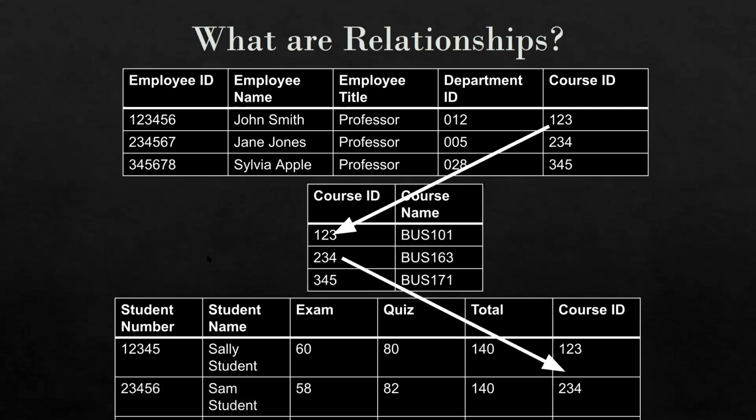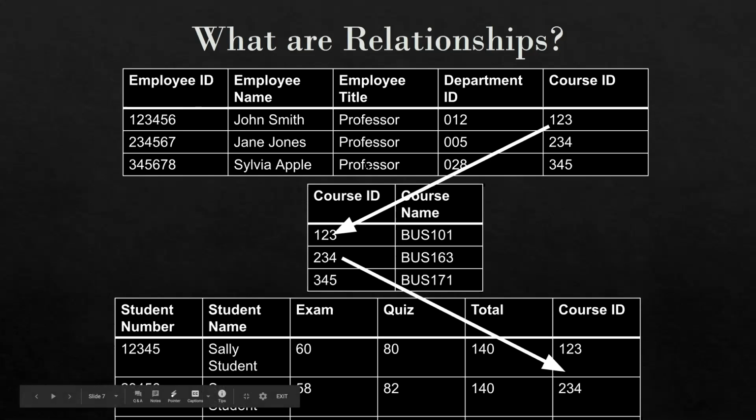So let's look at this example here of what are relationships. We have an employee table at the top, a course table in the middle, and a student table at the bottom. Now, if this were a spreadsheet, all this information would be in one table. But as spreadsheets grow, they become more complex with multiple pieces of data in them. They're not the most effective way to store data in a database. So we break the employee information into an employee table. We break the course information into a course table, and then we have a student table with the student information.